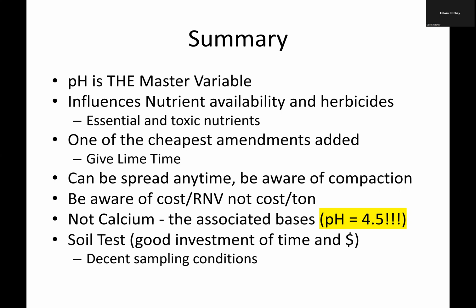Just be aware of your field conditions. Don't create compaction. And it's the cost per RNV, not the cost per ton. You can have some high quality lime that costs considerably more than a low quality lime, and it'll still be the better deal. Just use some of those calculators, pencil it out. Again, it's not calcium, rather it's the associated bases, the carbonates, the hydroxyls, the oxides that change soil pH.